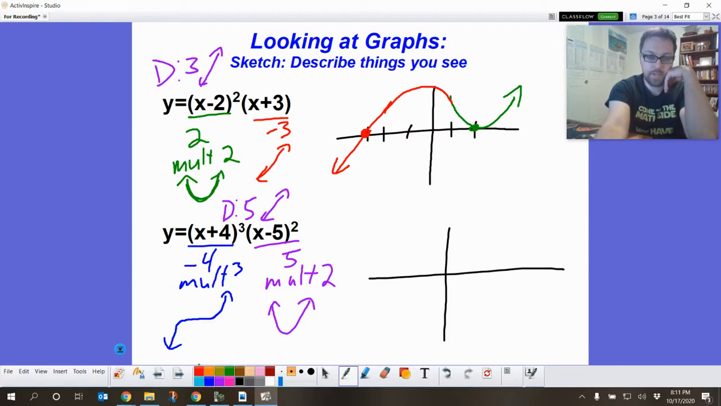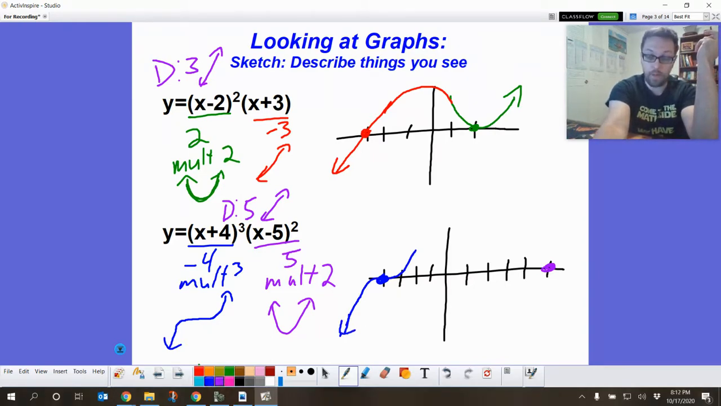So I grab my XY axis. I've got one at -4: 1, 2, 3, 4. So that's where my blue one's going to be. And then I've got another intercept at 5: 1, 2, 3, 4, 5. So at that blue one, I should be coming up to it, and then I want to flatten out for a little bit. So I don't want to go straight through it. I want to go through it, but have a little flat bit in there.